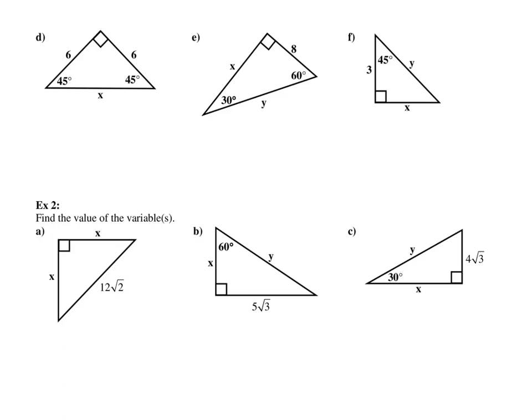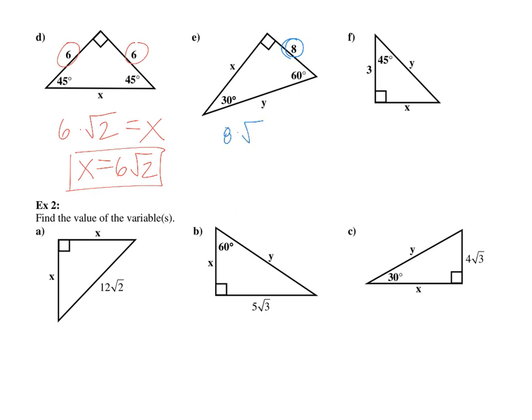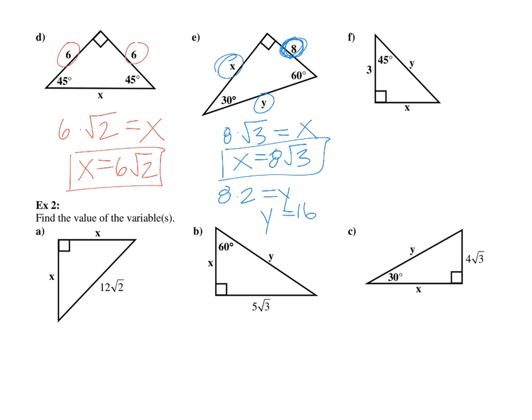All right, here I have a 45, 45, 90. These are the legs. Multiply them by what? Square root of 2, and you'll obtain the hypotenuse. Done. All right, for the next one, here you have the short leg of a 30, 60, 90. Multiply it by what? Square root of 3, and you get the long leg, x. Take the short leg, multiply it by 2, and you get the hypotenuse, which is y. So y is equal to 16.